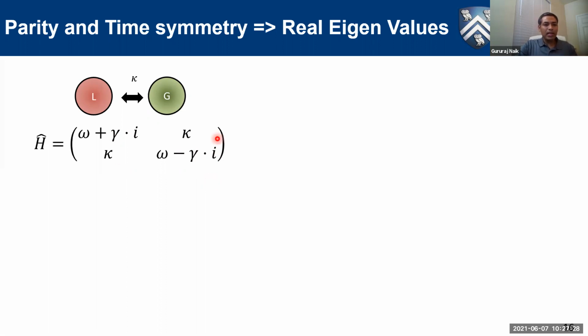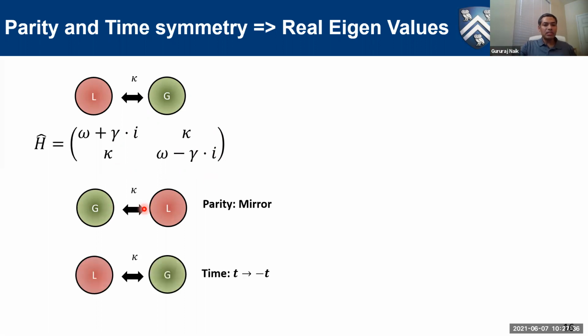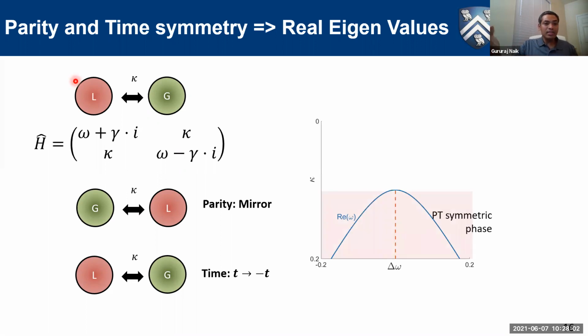Now if I apply the parity operator, I just do a mirror operation, so my loss and gain resonators exchange their positions. Then if I do time reversal, I just turn gain to loss and loss to gain. That's what happens in optics: time reversal just means changing the sign of the imaginary part, putting i to minus i. That restores my system back to what I started with, so my system is parity and time symmetric. And why is this interesting? If we have parity and time symmetry, then the system exhibits an interesting optical phase transition that is extremely useful for thermal emission. That's why we were interested in this.